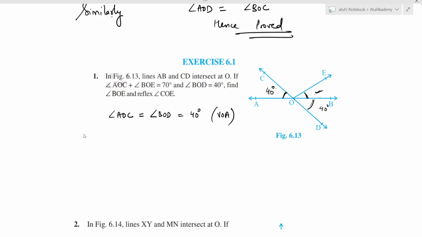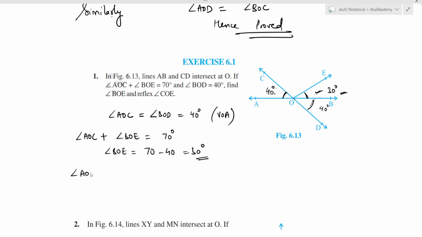Now what is given in the question is that AOC plus BOE is 70 degrees. AOC I got, so what will be BOE? That will be 70 minus 40, that's 30 degrees. You got your first part over here. Clear, students? 30 degrees there. Now you have this as 40, this as 30. Well, how will you get COE?